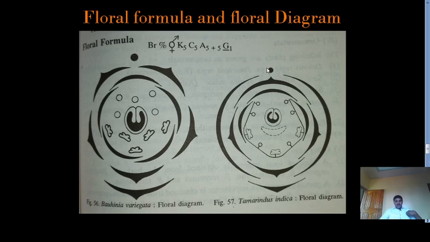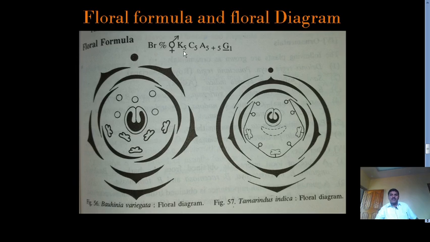Floral formula: flowers are bracteate. Flowers are zygomorphic. Zygomorphic manje kay? Phulancha jar ardha section ghetla te teche don bhag hotat ani ekach dishene jar section ghetla tar don bhag hotat, tyala mana zygomorphic flower. Flowers are bisexual. He bisexual che chinh hai mhanje don sex present, ovary ani androecium.